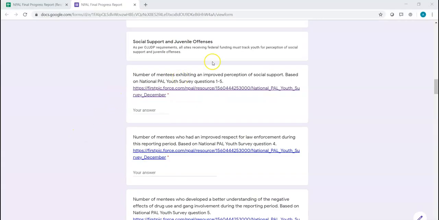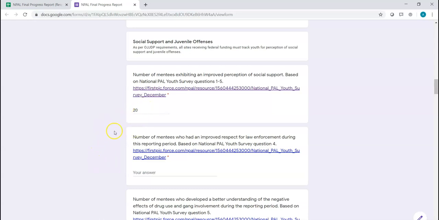So for this question here, number of mentees exhibiting an improved perception of social support based on the National PAL Youth Survey questions 1 through 5. So if any youth has answered affirmative to at least 2 of the 5 questions, 1 through 5 on that survey, then they would be counted. So however many youth meet that threshold, that's the answer you would put here. So just as an example, I'm going to put in 20.